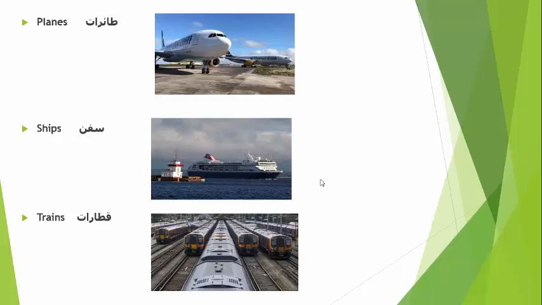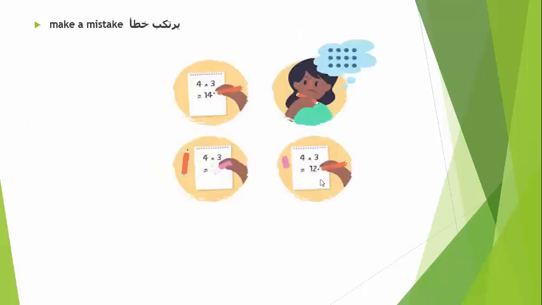The last phrase is make a mistake. If you try to solve a problem or write your name or write anything and you make a mistake, for example you want to write A-N-T and you write A-N-T-E, so you make a mistake. It's called make a mistake.